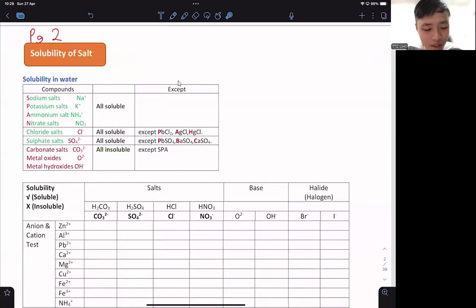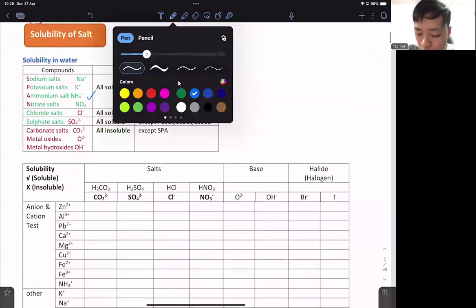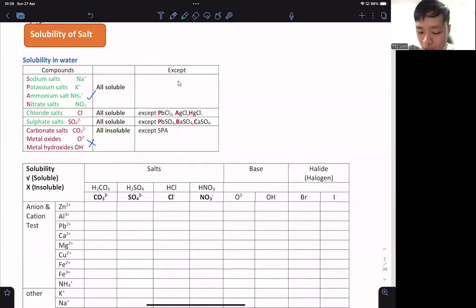Now in this case you have your sodium salts. Remember this one: the Na+, K+, NH4+, NO3-. All these are soluble. It doesn't matter what they meet with, this salt is always soluble. And the insoluble ones are always these: CO3 2-, the carbonate salts, the oxides, the hydroxides. They're always insoluble, cannot dissolve in water.